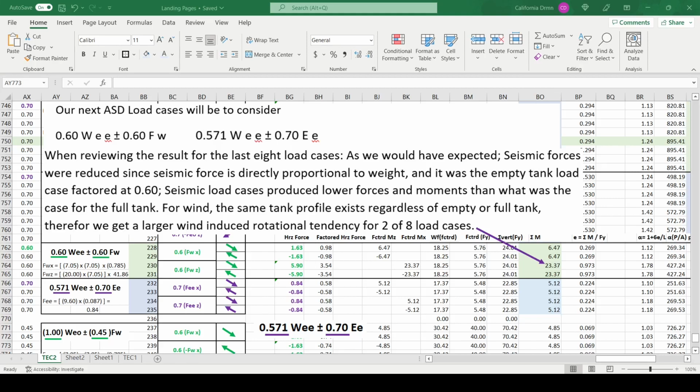When reviewing the results for the last 8 load cases, as we would have expected, seismic forces were reduced since seismic force is directly proportional to weight, and it was the empty tank load case factored at 0.60. Seismic load cases produced lower forces and moments than for the full tank. For wind, the same tank profile exists regardless of empty or full tank, therefore we get a larger wind-induced rotational tendency for 2 of 8 load cases.